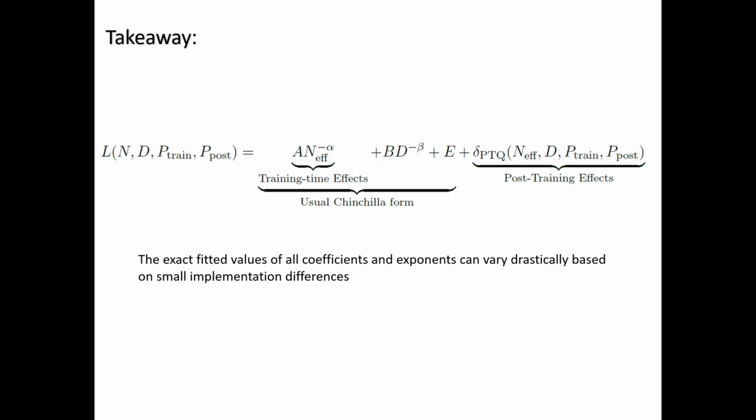It means there are constants or coefficients like A, B, E, alpha, beta in this equation. The authors can provide the values they obtained, but the values may not apply to other model architectures, even though they are similar, or other settings. So while the equation remains informative, you shouldn't rely on the specific values for the coefficients.